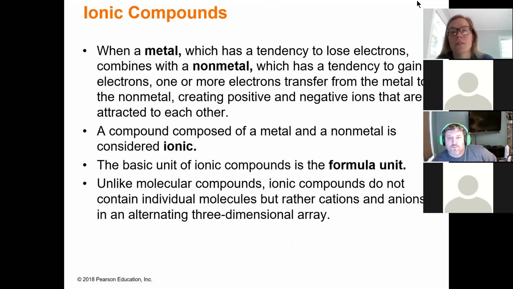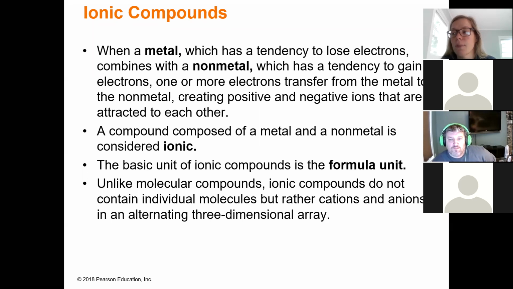Okay, so ionic compounds. When a metal, which likes to lose electrons, combines with a non-metal, which likes to gain electrons, remember metals are cations, non-metals are anions, one or more electrons will transfer from the metal to the non-metal. And what this does is it creates a positive ion and a negative ion. And what do positive and negative things do? They attract each other, so they will stick together. So the electrons are moving from one thing to the other, they're ionizing themselves, and then they're sticking together.